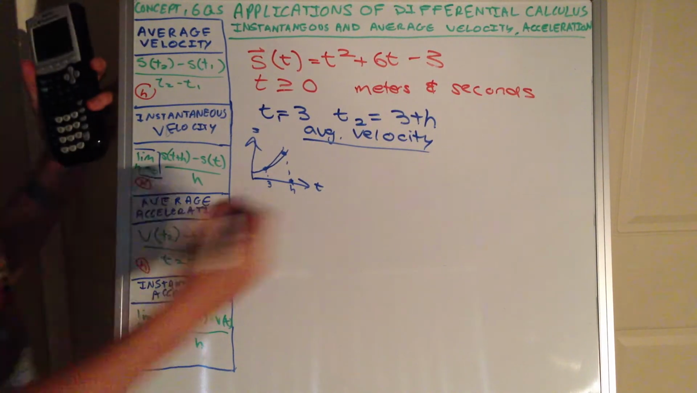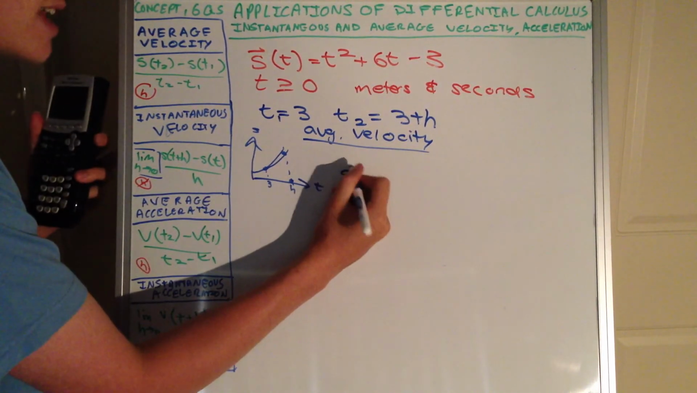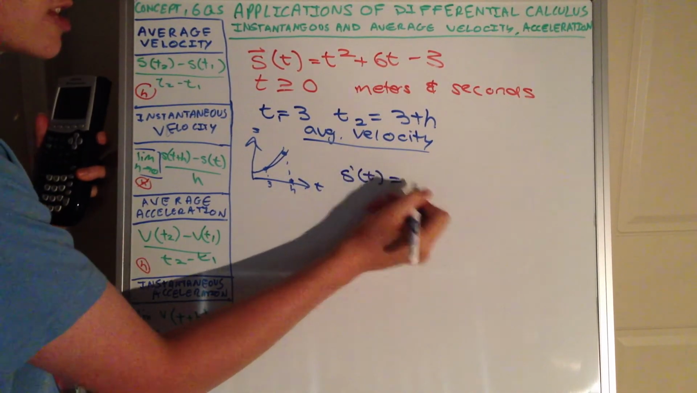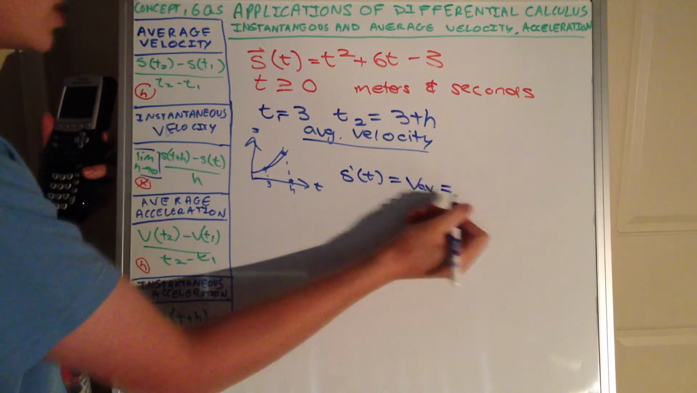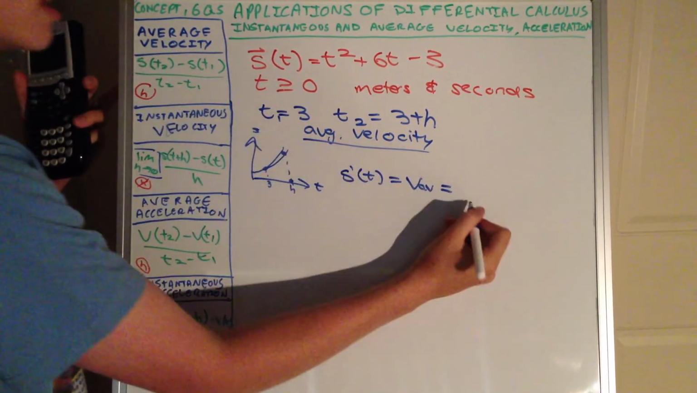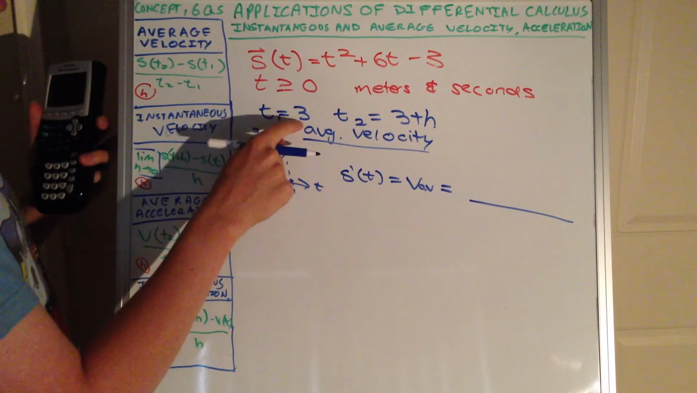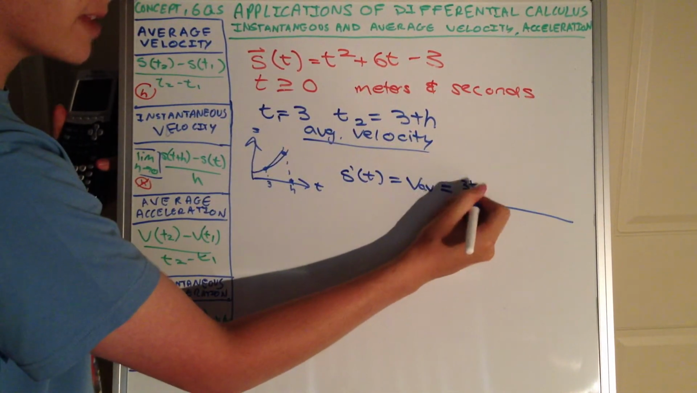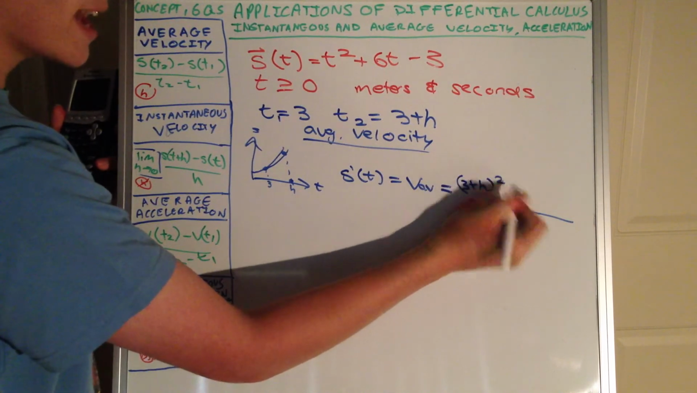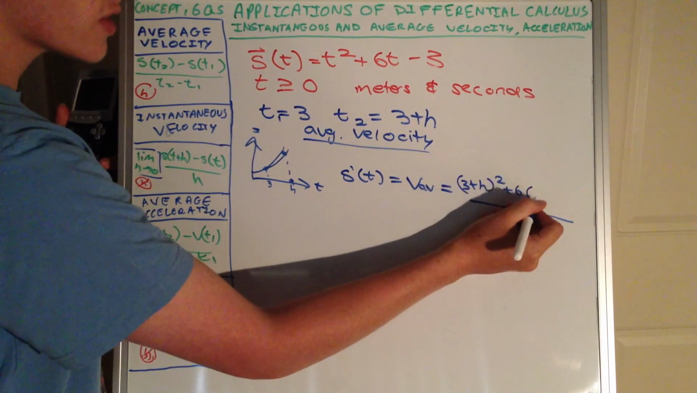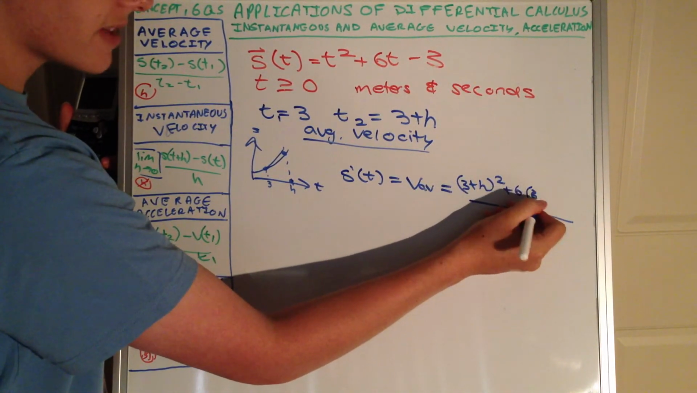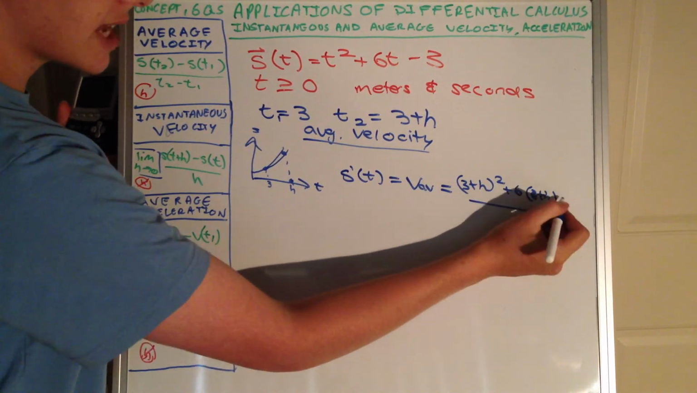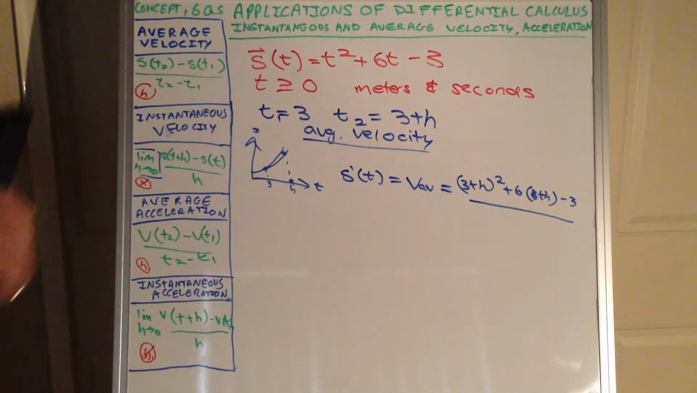Okay, so let's work this out. So we have our s prime of t, which equals our v average, which equals in turn, and what we do is we simply substitute in 3 plus h wherever we see t, so it's 3 plus h squared plus 6 lots of 3 plus h take 3, and I'm probably going to go around to the other side of the board because I'm starting to get a little bit wonky.